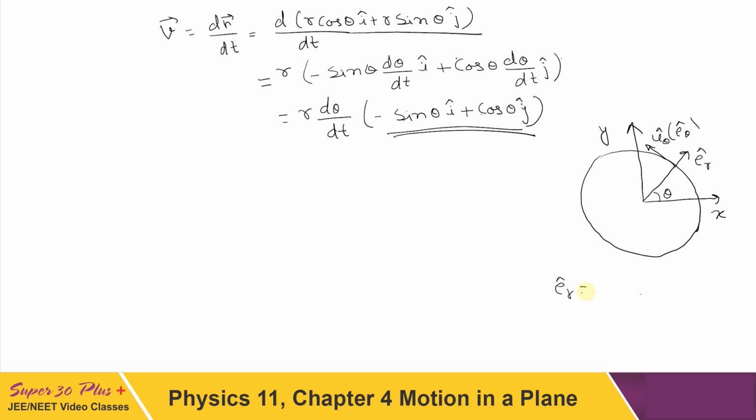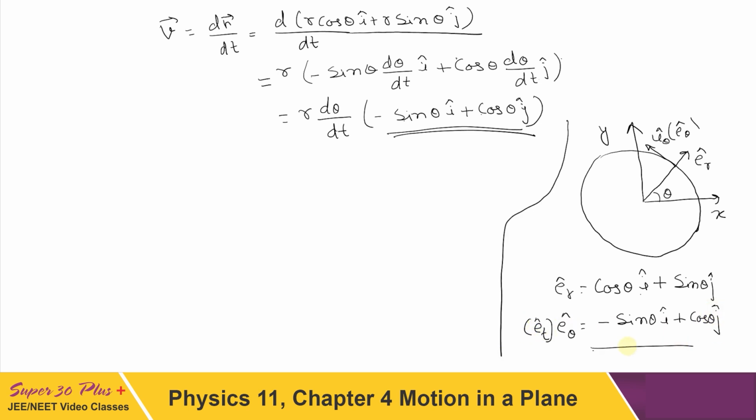since it is a unit vector, its magnitude has to be 1. So that can be written as cos theta I plus sine theta j. Similarly, E theta can be written as minus sine theta I plus cos theta j, which is the same as unit vector along tangent. If you look at this, we got here r d theta by dt, which can be written as omega, and then this term can be replaced by E theta or Et.